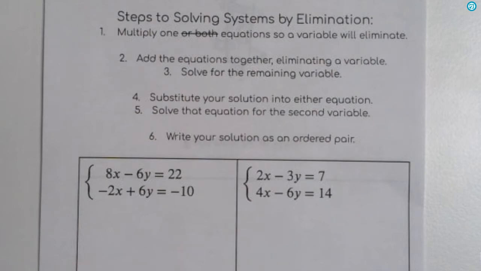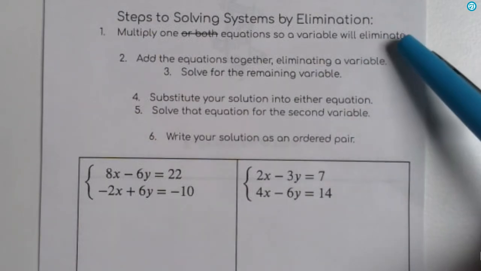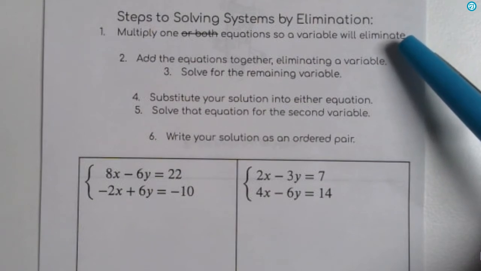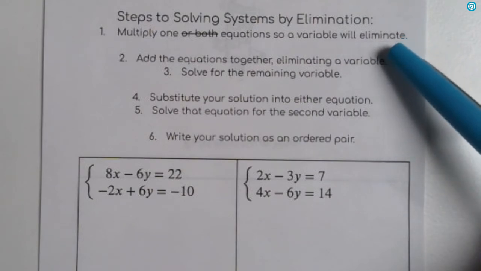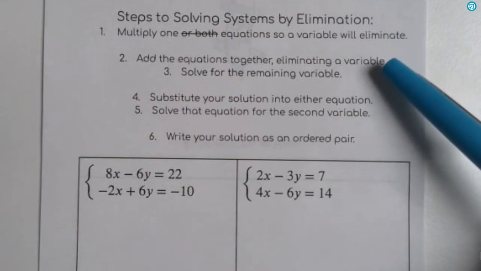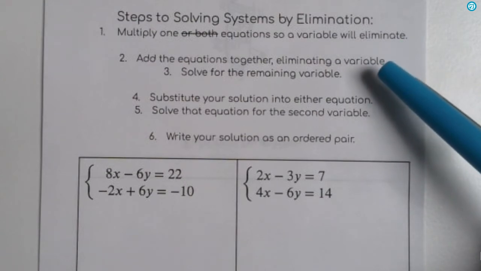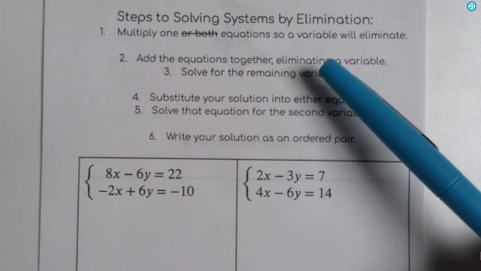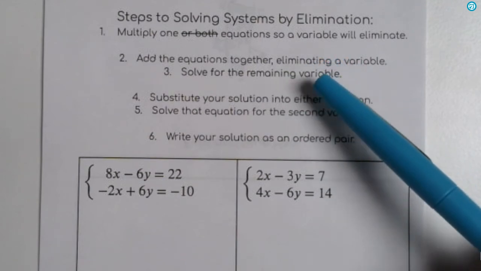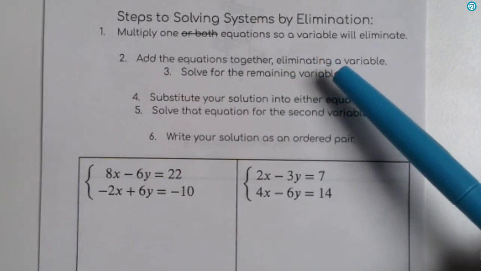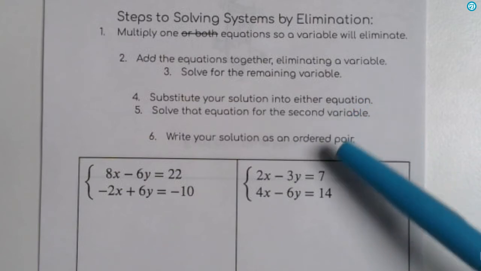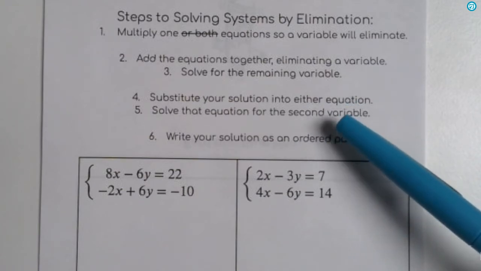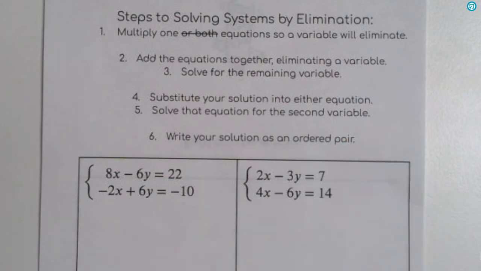So for elimination, our first step is to multiply one or both of our equations so that one of our variables will eliminate. And we'll show you what we mean by that when we get down to our problems. Then, instead of substituting our equations together, we get to just add them together, and one of our variables will eliminate, so we can solve for the other one. After we solve for the other one, steps 4, 5, and 6 are basically the same as what we've been doing, where you plug your number back into an equation, solve, and then write your answers in ordered pair.